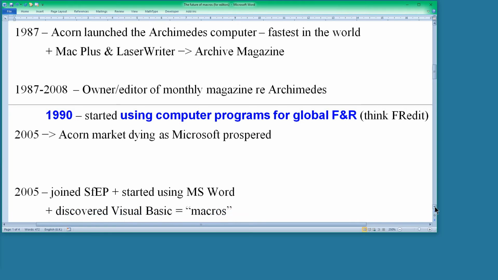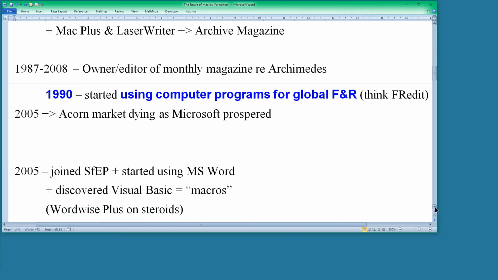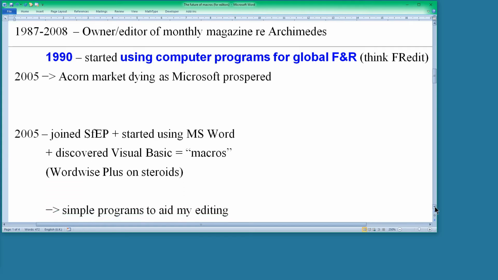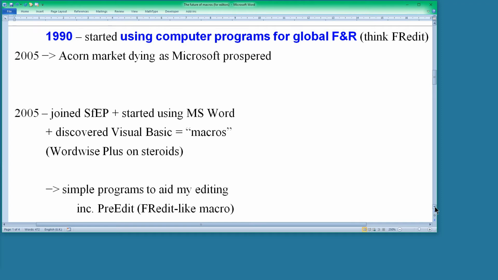But I discovered that Microsoft Word had a programming language, Visual Basic, which allowed you to produce these things called macros, just computer programs called macros. So it was a bit like WordWise Plus on steroids, because it was much more powerful than the program I'd been using all those years ago. So I was able to start using simple programs to aid my editing, and I wanted to do the same thing, what we call scripted global find and replace. I wanted to do the same thing in Word.